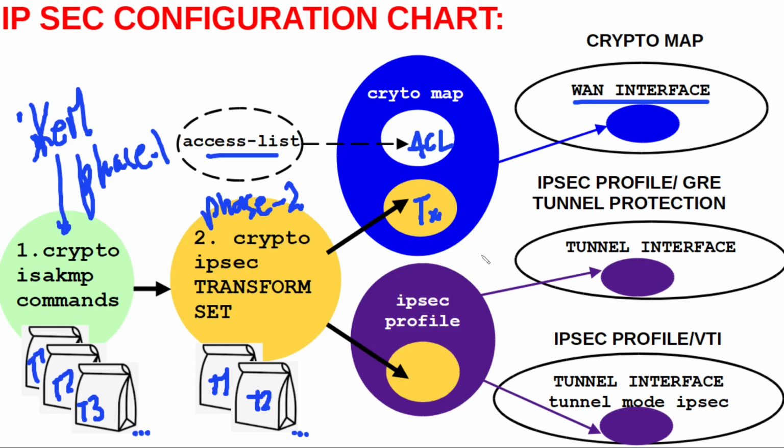And when it comes to route-based VPNs, you can create IPsec profiles. You will create an IPsec profile choosing a particular transform set from the phase 2 configuration. And then you can choose to use GRE. That is just a normal IPsec profile with GRE, or you can choose to go for VTI when you are actually getting rid of GRE using this command, tunnel mode IPsec.